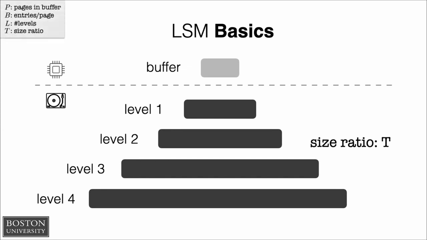We'll also use a few more symbols, not a lot today. P stands for pages in the memory buffer, B stands for entries per page, and L stands for the number of levels that the LSM tree has. Note that L is also related to the total key value entries that we have in our system, with a logarithmic relationship with respect to T.